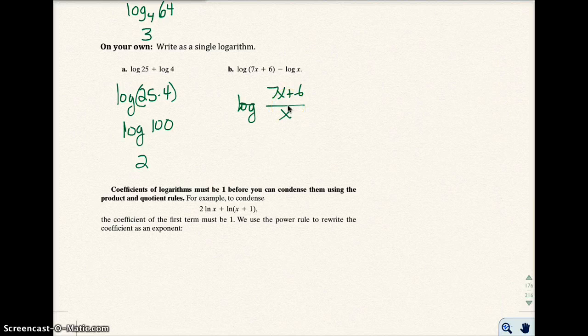Here's a very important thing to remember. Coefficients of logarithms must be 1 before you can condense them using the quotient and product rules. For example, to condense this, the coefficient of the first term must be 1. So look at this term right here, and notice how this coefficient is a 2. You want to make that a 1. The first thing you want to do is take this 2 and put it on the x. It becomes the natural log of x squared.